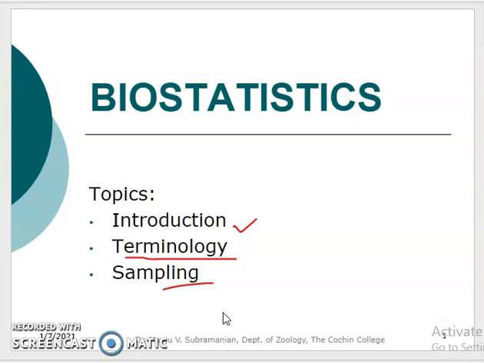In brief, we can say that biostatistics is broadly divided into descriptive statistics and inferential statistics. Descriptive statistics deals with the collection, organization, summarization and presentation of data, whereas inferential biostatistics concentrates on making inferences, testing hypotheses, determining relationships and making predictions on the data collected. So there are two different types of biostatistics: one is descriptive biostatistics, and the other is inferential biostatistics.